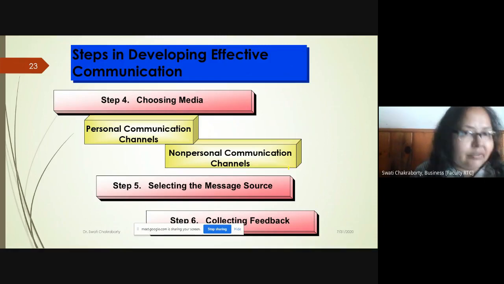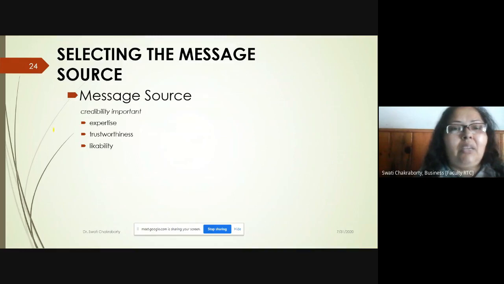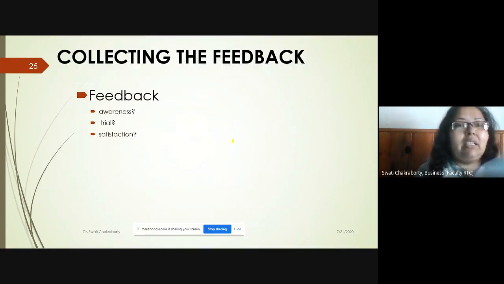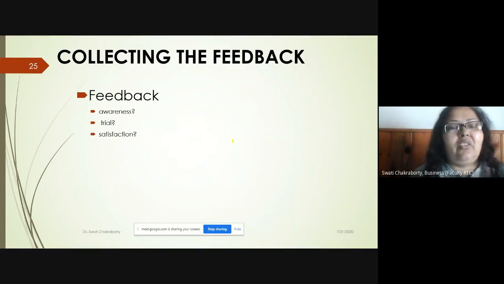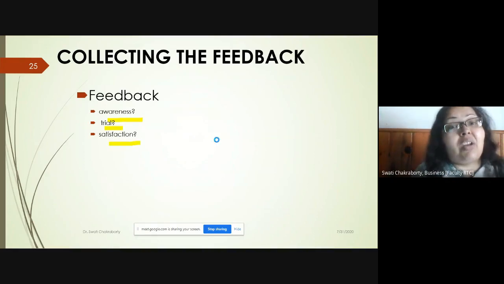So let's go into a little more detail. Selecting the message source. The message source is really important, right? Because there should be experts, it should be trustworthy, and it should also be likable by people, right? Collecting feedback. Feedback of what? Whether the consumers are aware of it, whether they want to go for some trial, whether they are satisfied with the products.